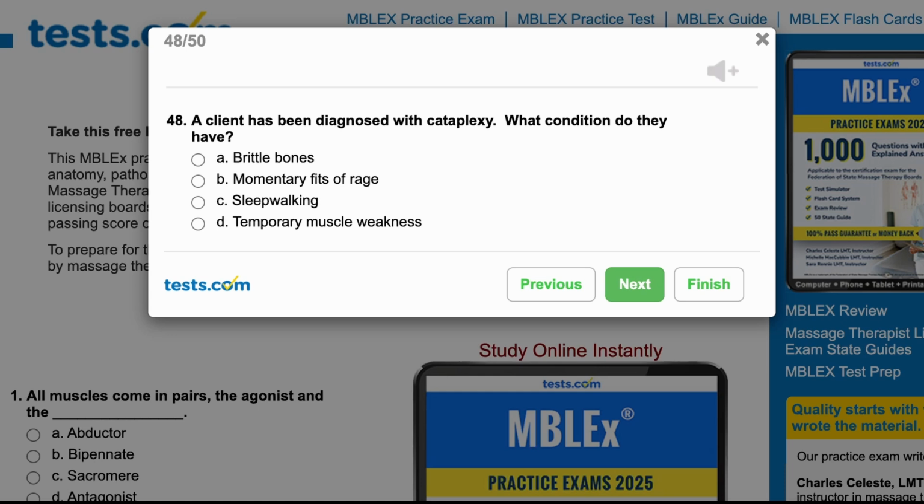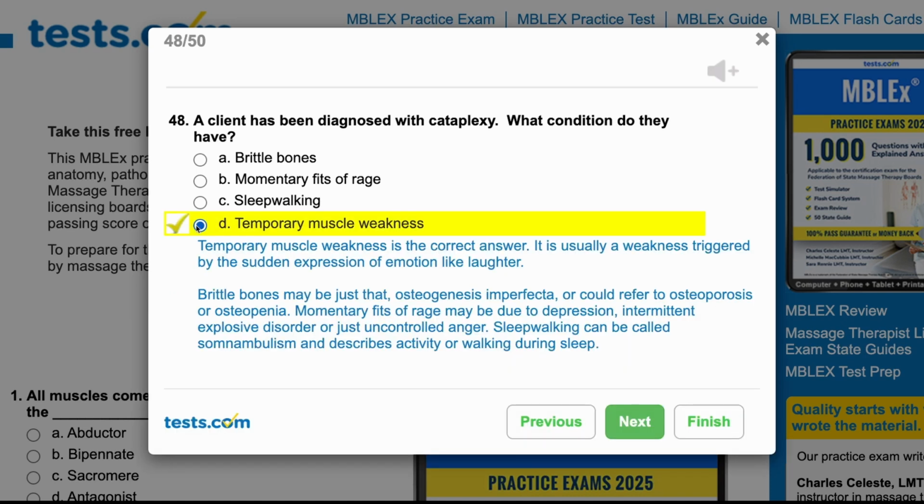Question 48. A client has been diagnosed with cataplexy. What condition do they have? A. Brittle bones, B. Momentary fits of rage, C. Sleepwalking, D. Temporary muscle weakness. D. Temporary muscle weakness is the correct answer. It is usually a weakness triggered by the sudden expression of emotion like laughter.